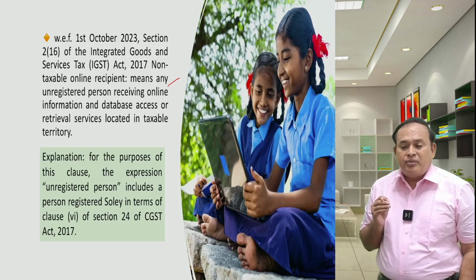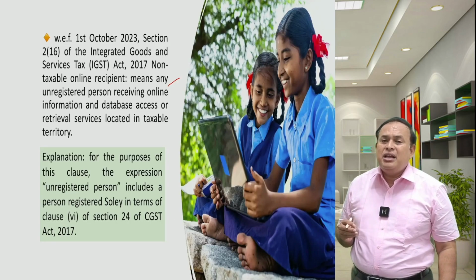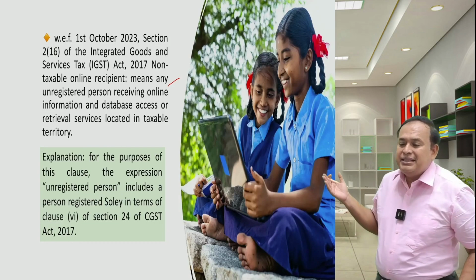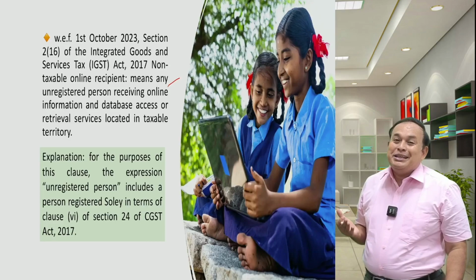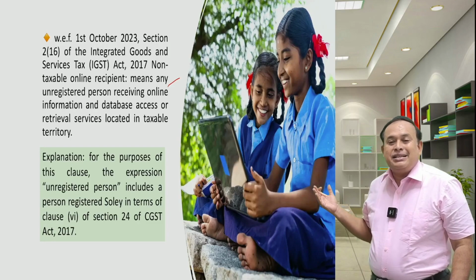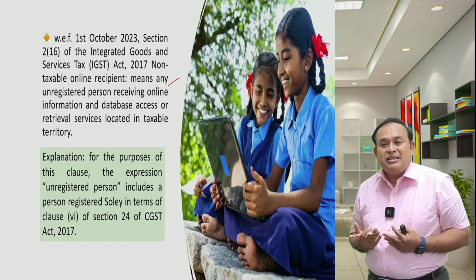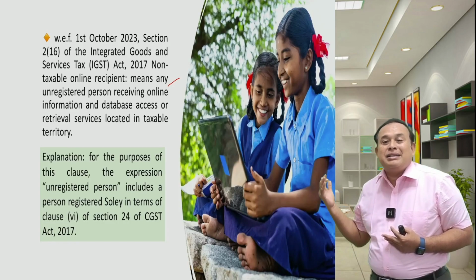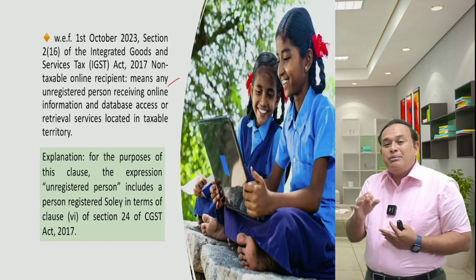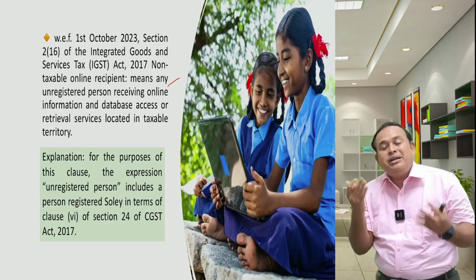Any unregistered person receiving online information database access and retrieval services, namely OIDR services, located in the taxable territory. An unregistered person, any person who is unregistered. See these children, how effectively and interestingly they want to listen and acquire knowledge through the internet. They open the internet or their laptop with the help of an internet connection and system software. They are watching mathematics equations explained by one professor and they are learning. These mathematics classes are really available in the cloud. They just have to make the payment, download it and watch.